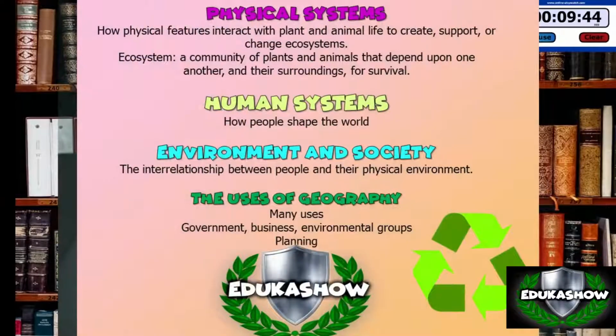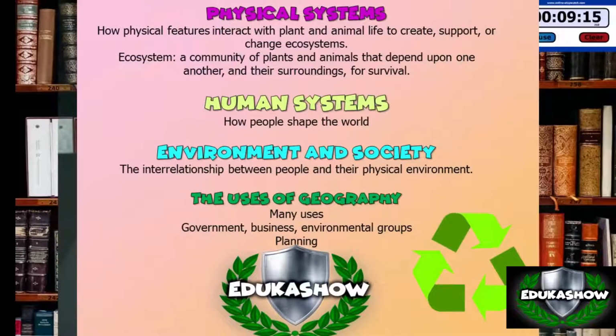Right. Next, slide number 27. The physical systems interact with plant and animal life to create, support, or change ecosystems. And the meaning of an ecosystem, of course, is a community of plants and animals that depend upon one another and their surroundings for survival. In the case of the human systems, how people shape the world, environment, and society, that's the interrelationship between people and their physical environment. The uses of geography, of course, there are many uses.